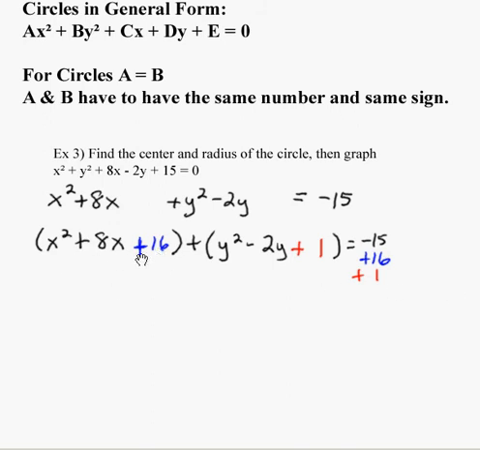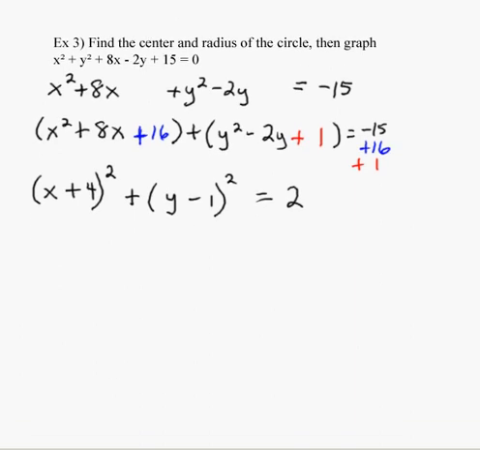Now what we need to do is factor these perfect square trinomials. So that factors as the square root of the first one, square root of the last one, sign of the middle one. So that's (x + 4) quantity squared. Square root of the first one, square root of the last one, sign of the middle one, that's (y - 1) quantity squared. 16 plus 1 is 17, minus 15 is 2. There's our circle in standard form.